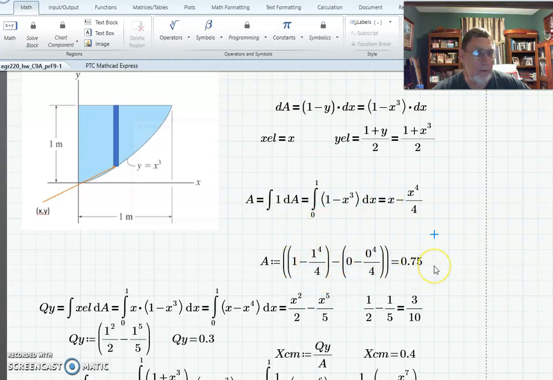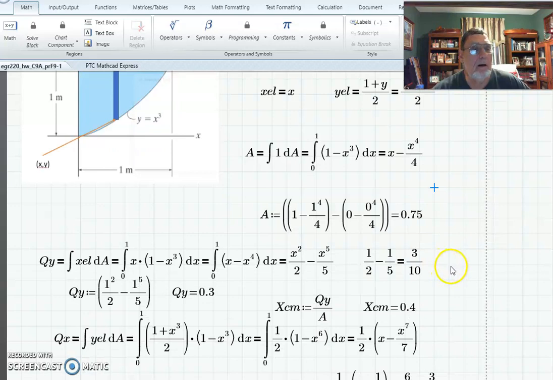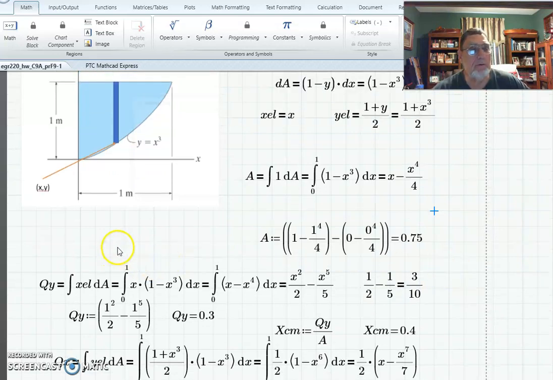So that's the same thing we had earlier. So same answer as it should be. The area doesn't change because of the way you calculate it, not if you're correct. All right, and then we have to do those other two integrals to get the centroid.